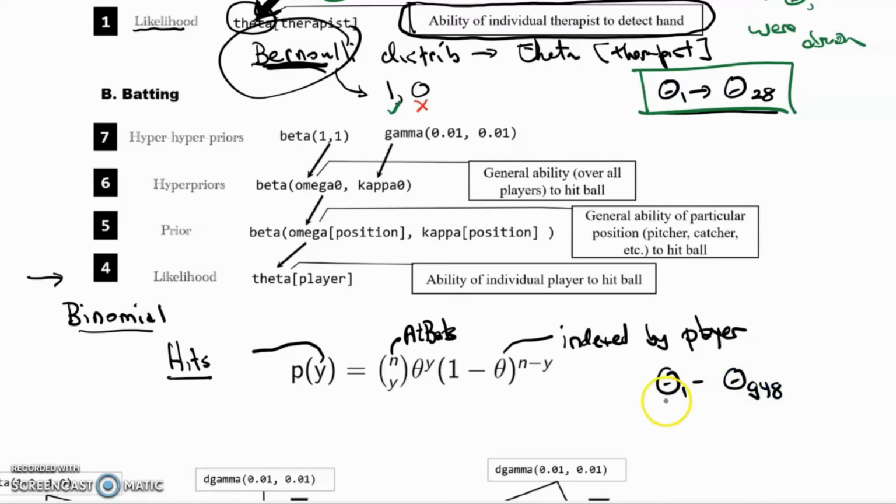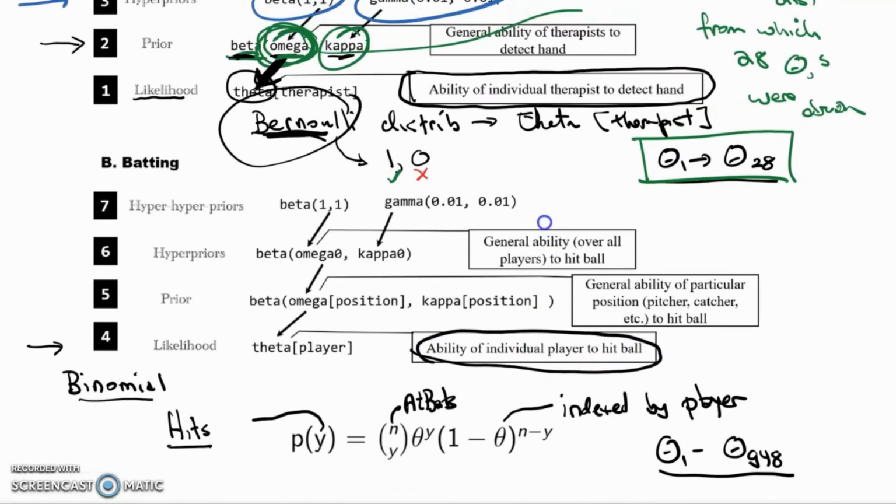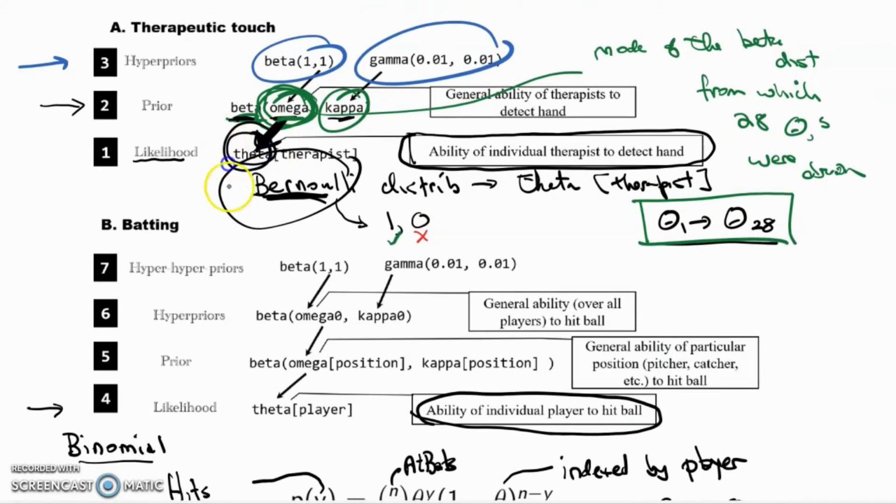We can think of theta here as being the ability of the individual player to hit the ball, very much analogous to the fact that theta here was the ability of an individual therapist to detect cancer.